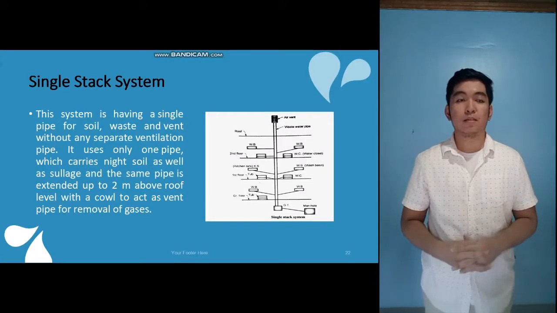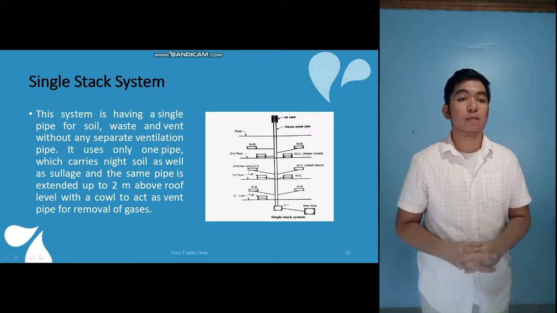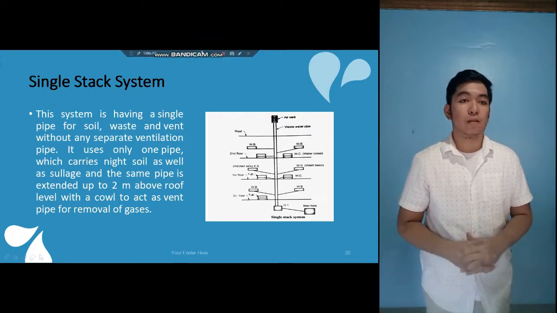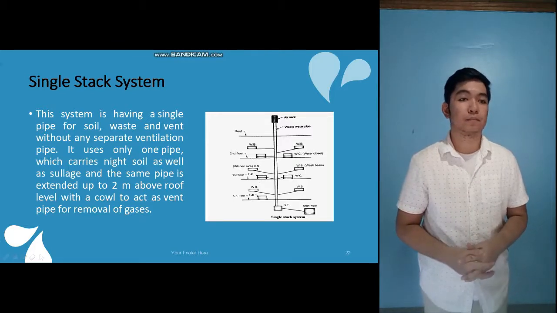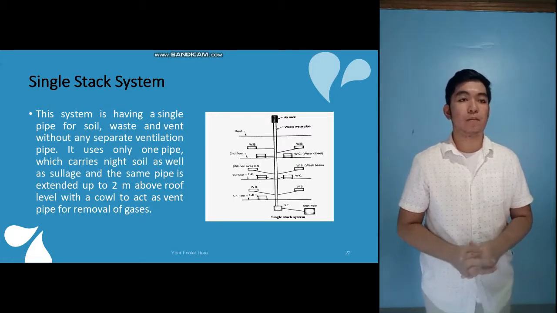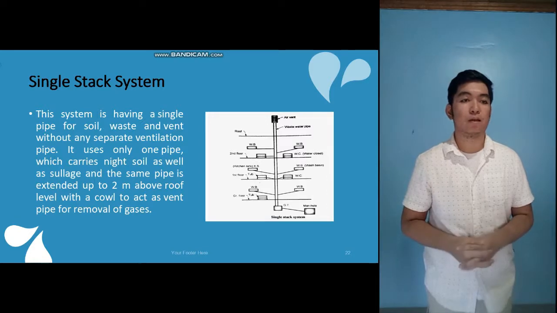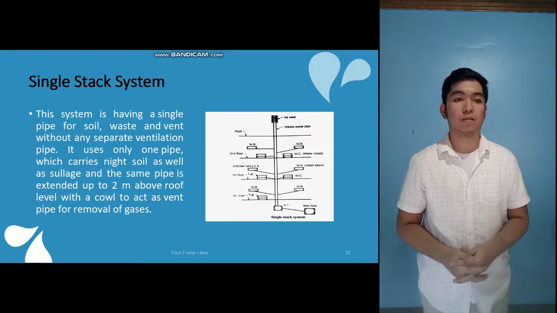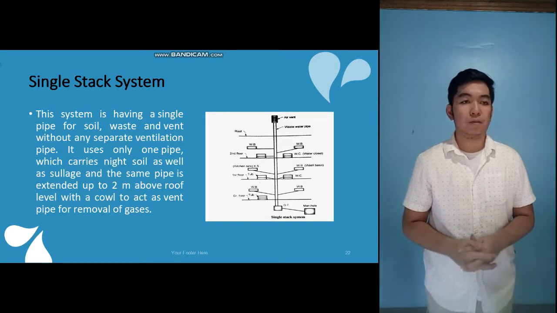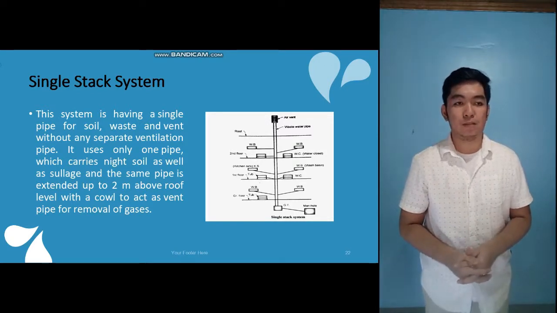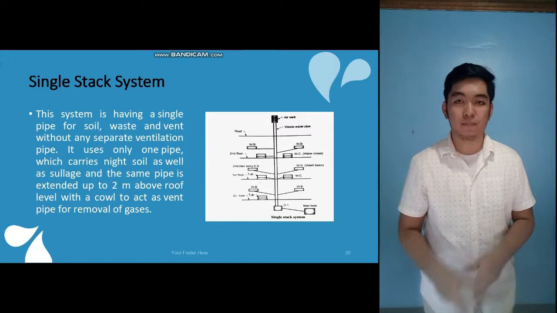Next is the single stack system. This system has a single pipe for soil, waste, and vent without any separate ventilation pipe. It uses only one pipe which carries night soil as well as sewage, and the same pipe is extended up to 2 meters above roof level with a cowl to act as vent pipe for the removal of gases.